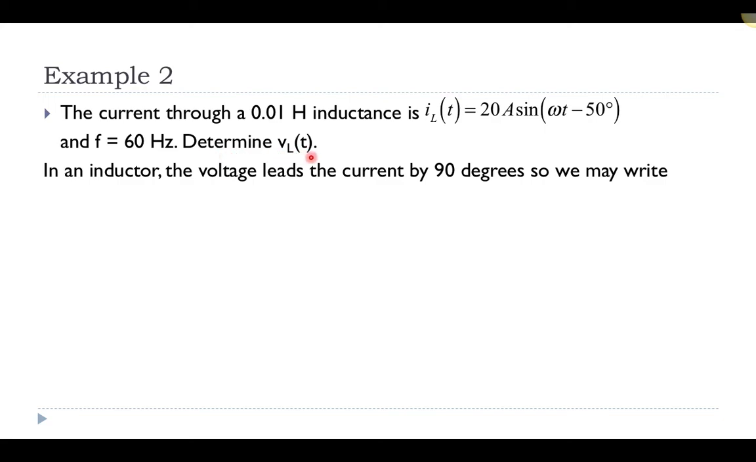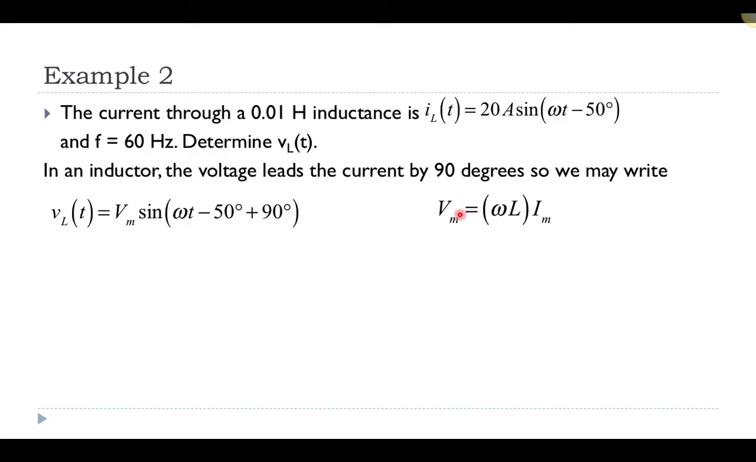We want to determine the voltage across the inductor. We know that in an inductor, the voltage leads the current by 90 degrees. So that means we can write the voltage across the inductor as having some amplitude times sine omega t minus 50, which is what's inside here for the current, but then we have to add 90 degrees to it.